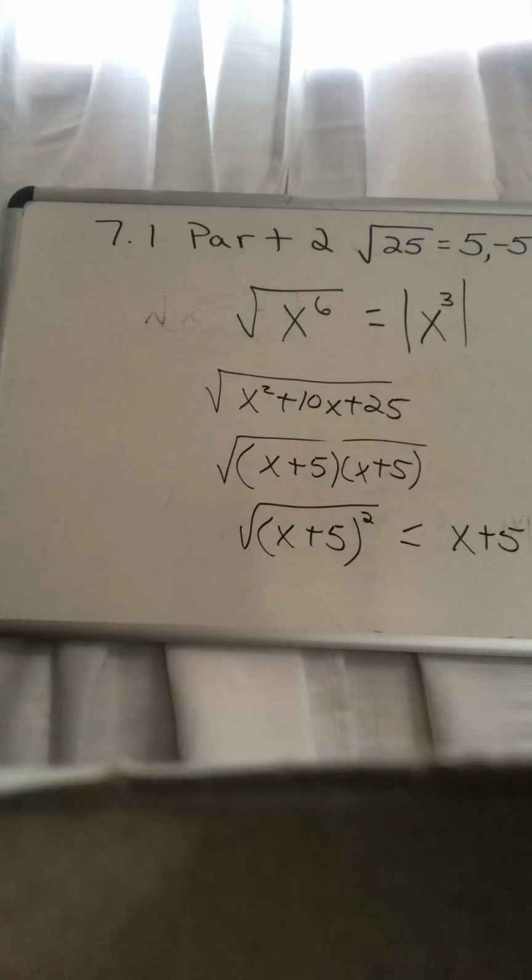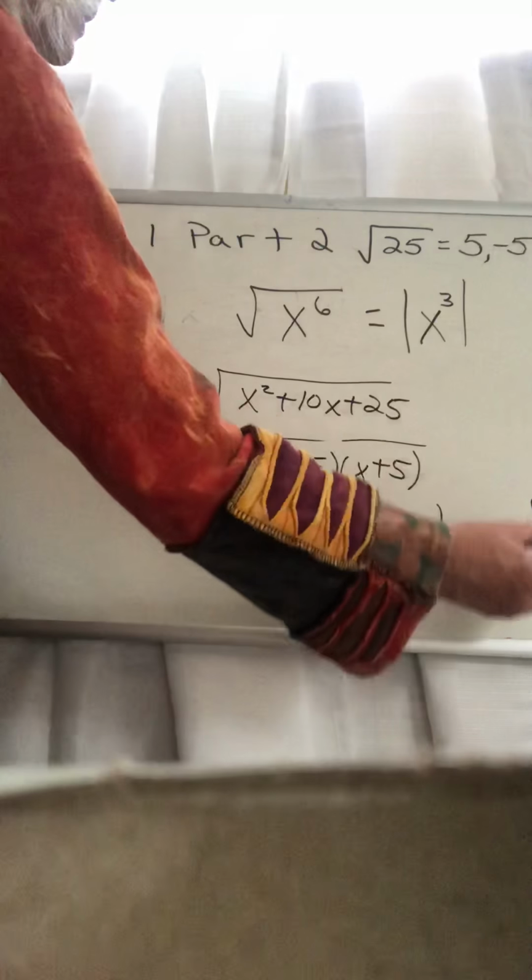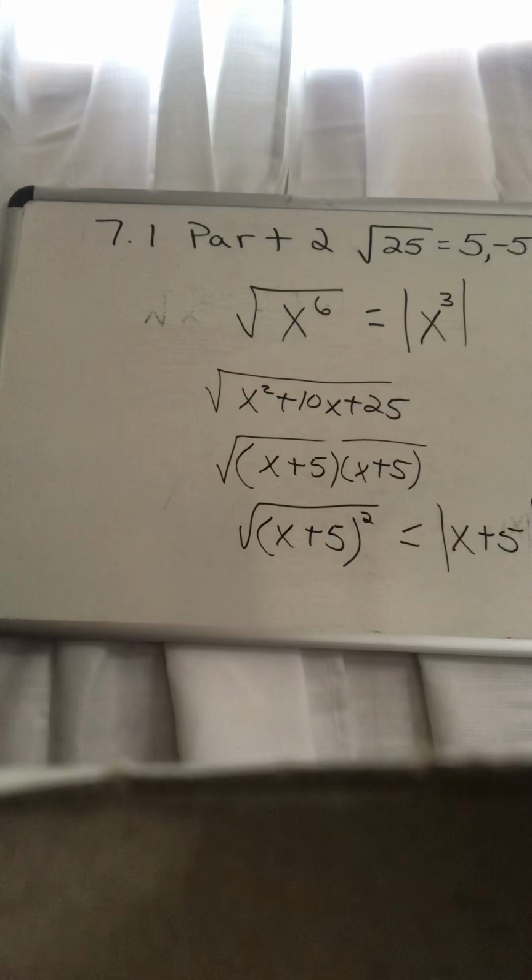We don't know the value of the x plus 5, so we leave it inside the absolute value bars.